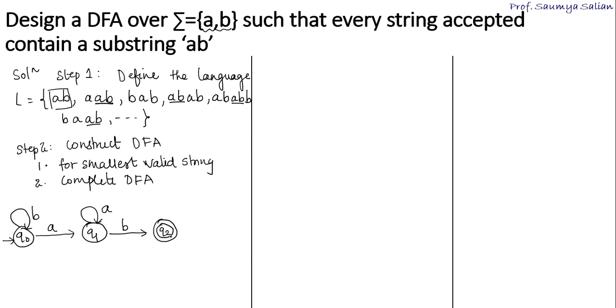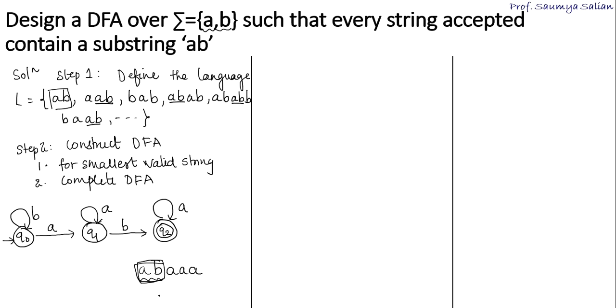Coming to Q2. To reach Q2 from the initial state, I have input A and then B. This transition. Next, if I get an A, is it a valid string? Yes, it is valid because I have an AB substring over here, right? Even if I have multiple A's, is it valid? Yes. Am I bothered about it? No, because I have justified the case of encountering substring AB. So can I put up a self loop of A over here? Yes.